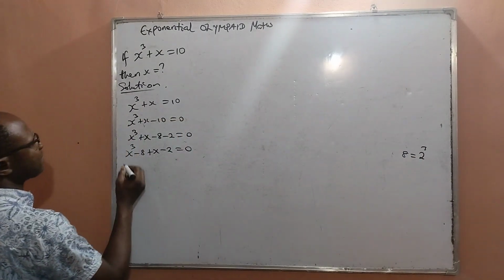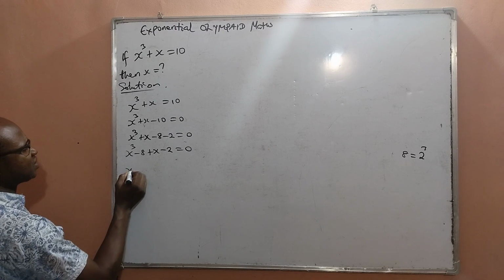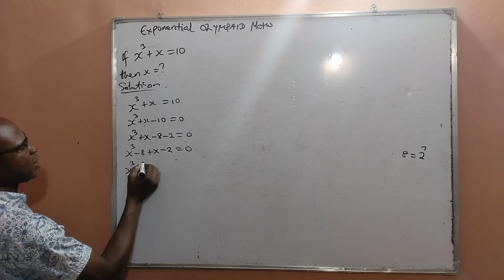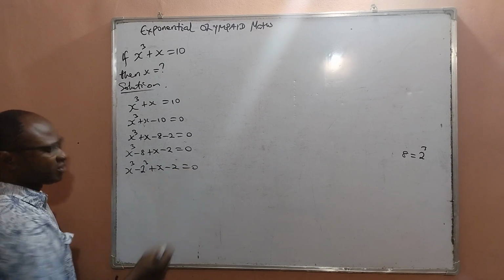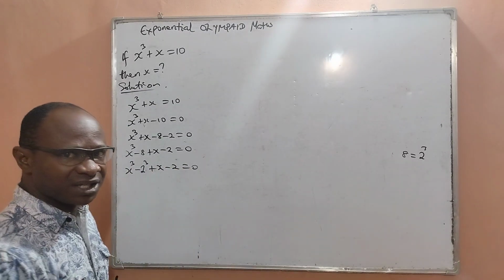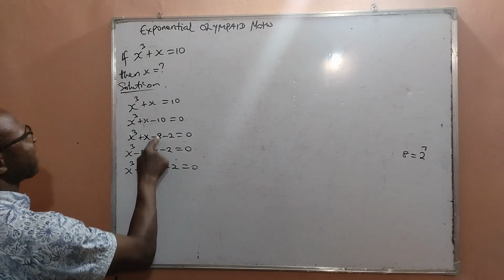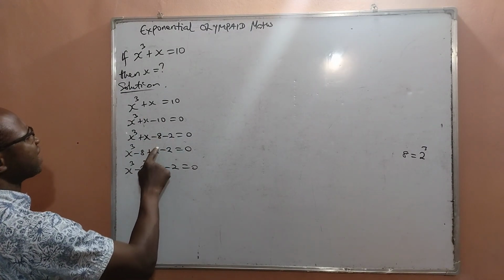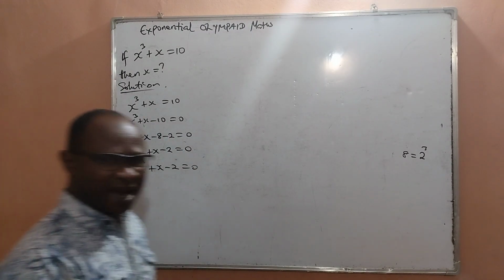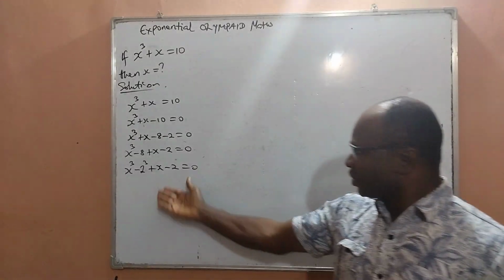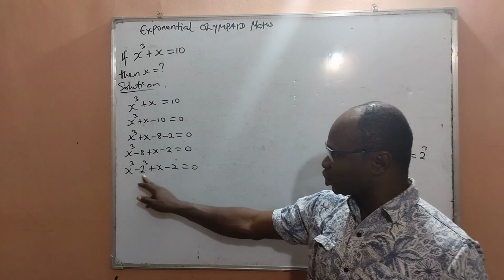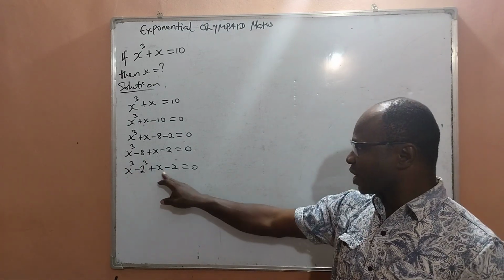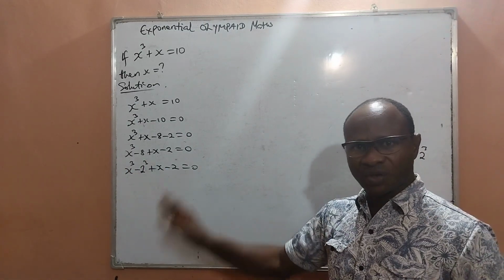Therefore, I can now write minus 8 as minus 2 to the power of 3, then plus x minus 2 equal to 0. That is the reason why I expressed my minus 10 as minus 8 minus 2. Looking at it now, you can see I have x to the power of 3 minus 2 to the power of 3, then plus x minus 2 equal to 0.